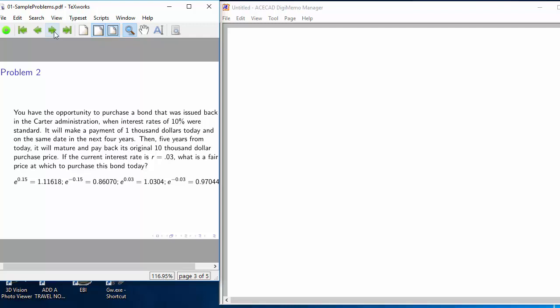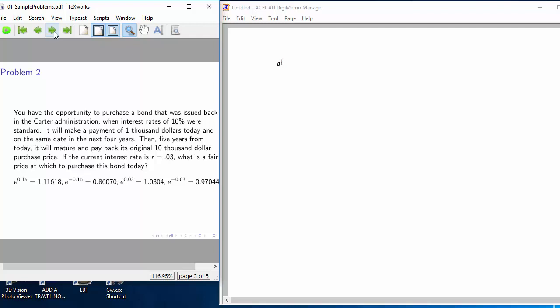Suppose one of these bonds is still around and it's going to mature in 5 years. It's making a payment of $1,000 per year, and it's going to do that right away and then at 1-year intervals until 5 payments have been made. And then, after 5 years have elapsed, the bond will mature and pay back its original $10,000 purchase price to the owner. Let's take a more realistic interest rate of 3% and try to figure out a fair price at which to purchase the bond.